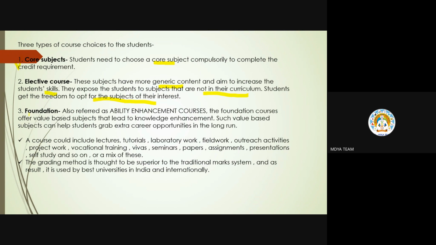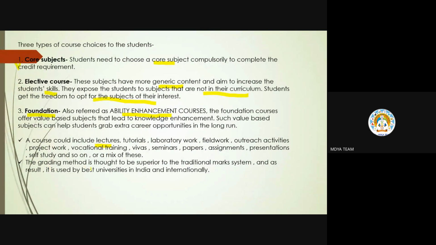Now, foundation courses, also referred to as ability enhancement courses. The foundation courses offer value-based subjects that lead to knowledge enhancement. Such value-based subjects can help students grab extra career opportunities in the long run. A course could include lectures, tutorials, laboratory work, field work, outreach activities, project work, etc. Just go through it.